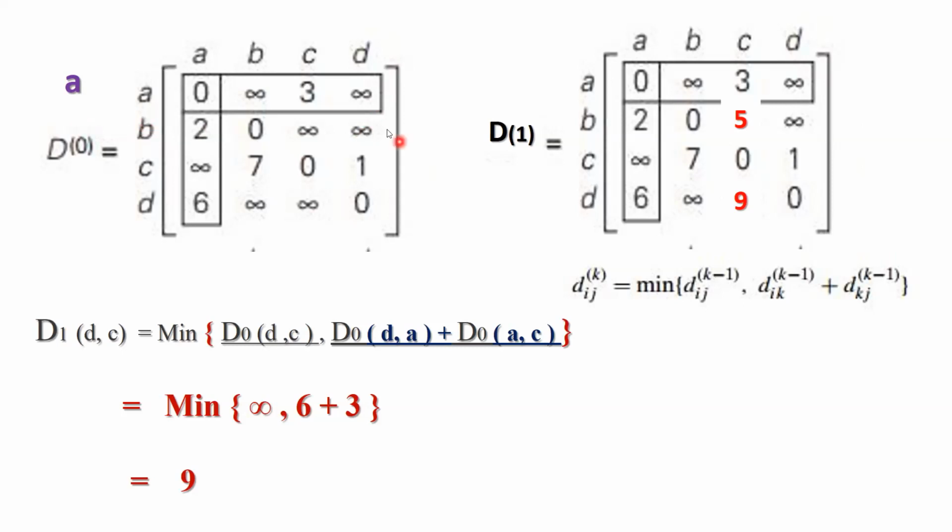So I repeat, B to D is already infinity. Even though if I consider A as intermediate vertex, B to A to D, B to A it is 2, but A to D it is infinity. Infinity plus 2 gives us more than infinity, means it is not less than the existing value, and hence it remains unchanged. Infinity remains as it is here.